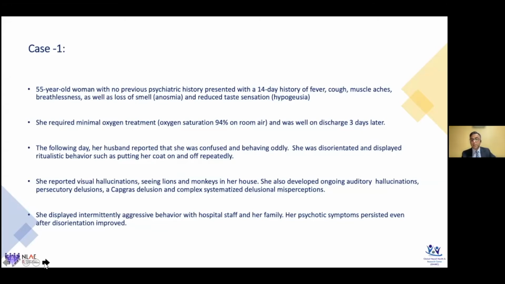She also developed ongoing auditory hallucinations, persecutory delusions, Capgras delusions, and complex systematized delusional misperceptions. These are fancy psychiatry words; most of you guys already know them. But she displayed intermittent aggressive behavior with the hospital staff and her family. Her psychotic symptoms persisted even after the disorientation improved.